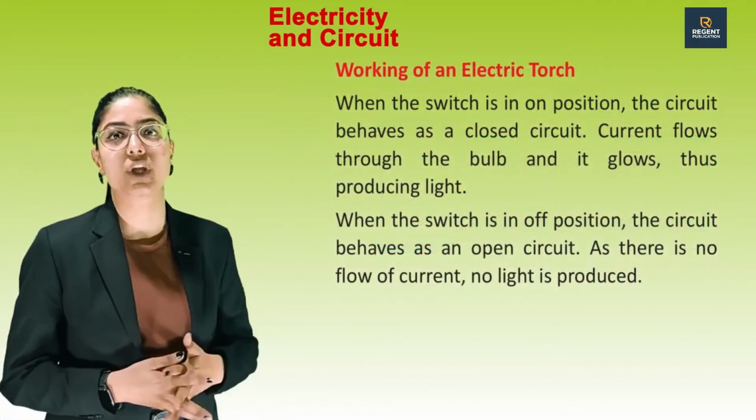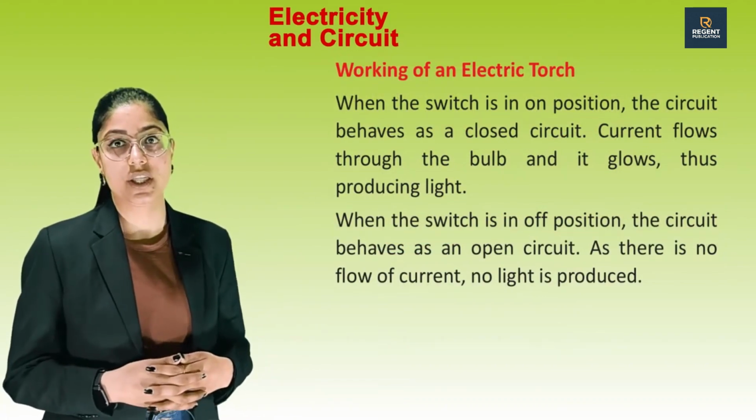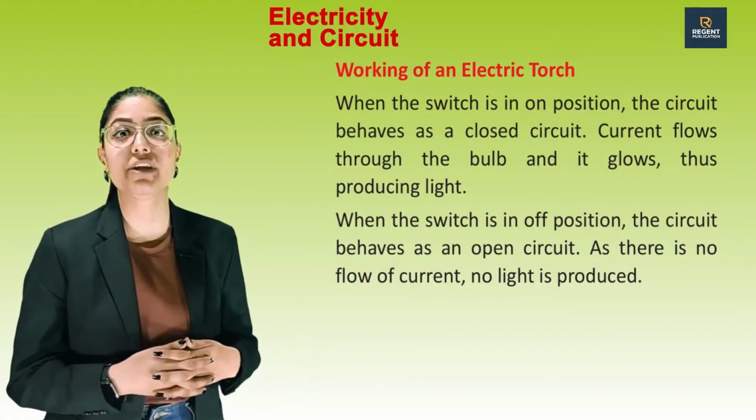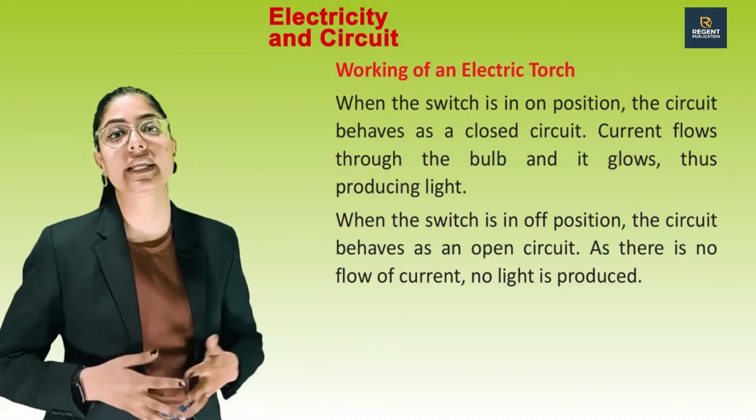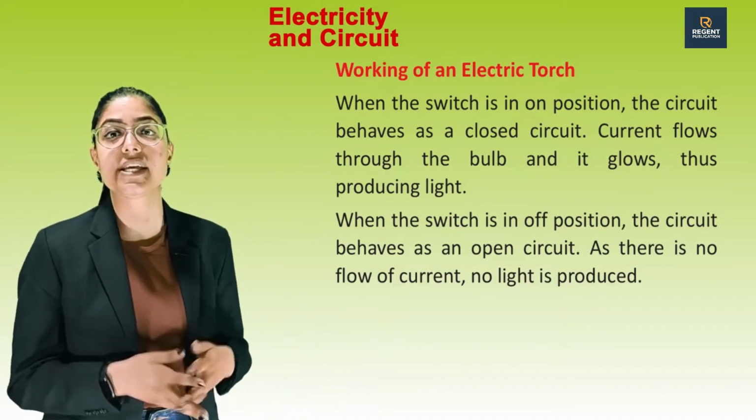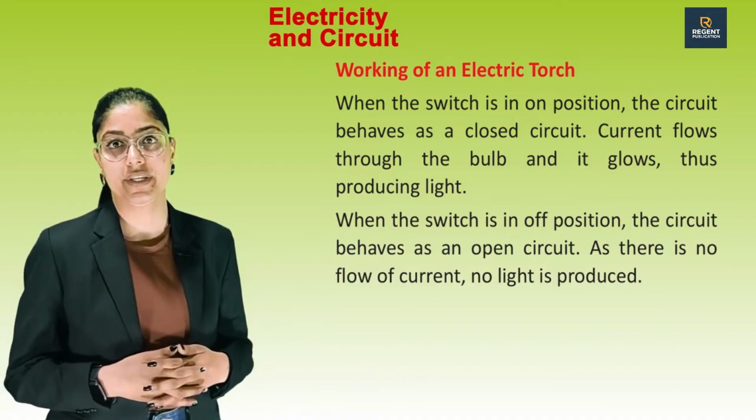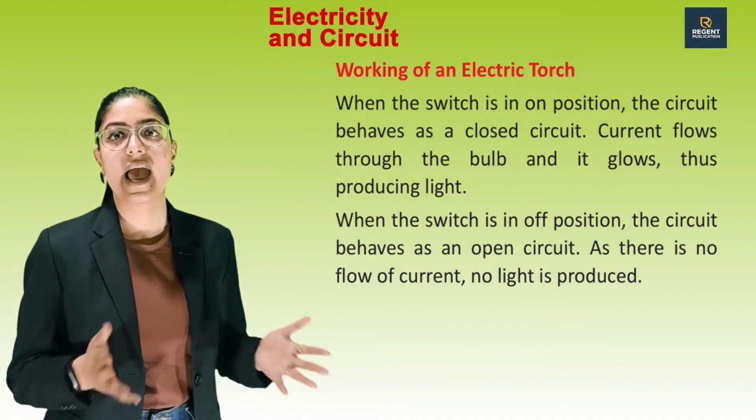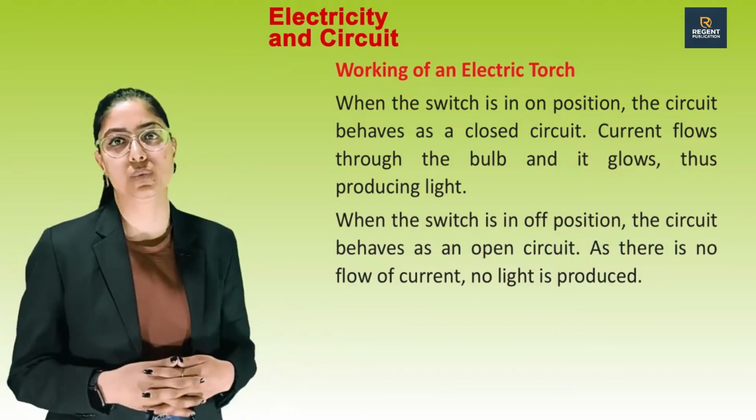Working of an electric torch. When the torch is in on position, the circuit behaves as a closed circuit. Current flows through the bulb and it glows, thus producing light. When the switch is in off position, the circuit behaves as an open circuit. As there is no flow of current, no light is produced.